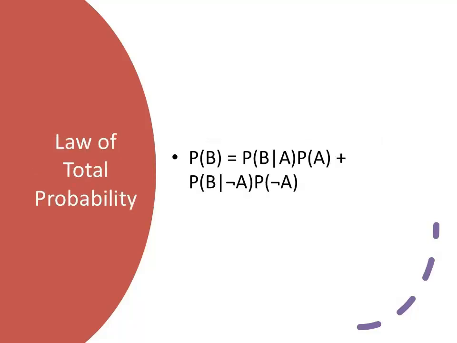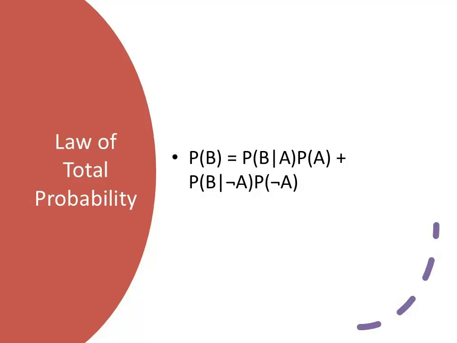To apply Bayes' rule, we need to know the overall probability of event B. But what if we don't have it directly? That's where the law of total probability comes in. This formula breaks B into 2 parts. One where A happens and one where A does not happen, not A. We calculate the chance of B in each scenario and then add them up, weighted by how likely each scenario is. Formula is shown here.